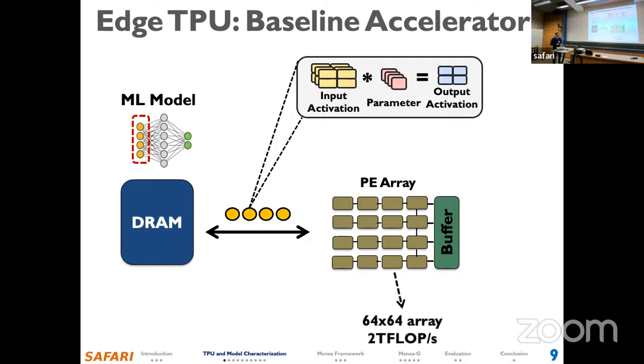At a high level, the accelerator is a systolic array, which has a processing element array of multiply-accumulate units connected to some sort of on-chip buffer that is used during the computation for storing parameters and activations, and also to store intermediate data. In the baseline Edge TPU that we are going to assume next, the processing element array is a 64 by 64 matrix of MAC, multiply-accumulate, units, which can reach 2 teraflops per second. And we have 4 megabytes of on-chip buffer. There is also a dataflow, which statically defines how the input activations and parameters are placed and flow throughout the processing element array during the execution of a neural network inference.